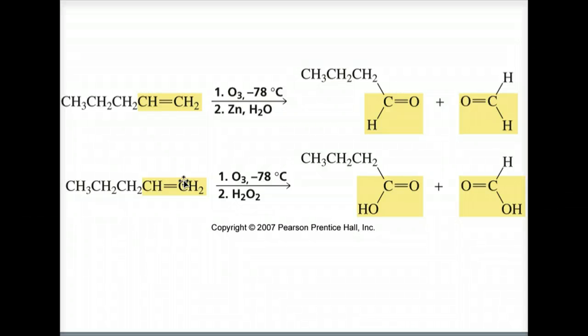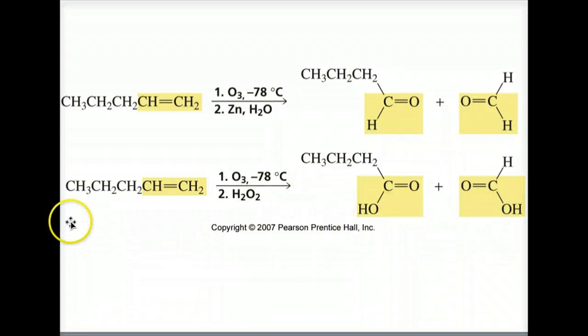We have a 1-carbon fragment obtained from the reaction of a terminal alkene with ozone. Terminal alkenes give 1-carbon fragments, over here on the right. So 1-pentene and 1-pentene, both under reducing conditions and under oxidizing conditions in the second step, will form butanal, an aldehyde, and formaldehyde, the 1-carbon fragment. And here's 1-pentene again, and it's forming butanoic acid under oxidizing conditions, and formic acid.